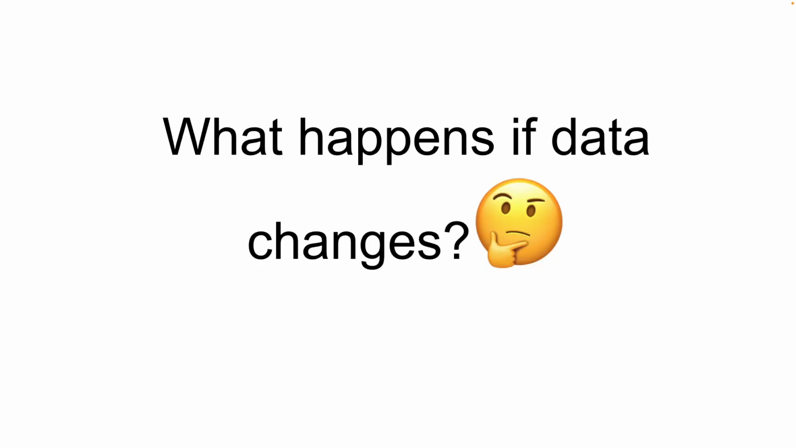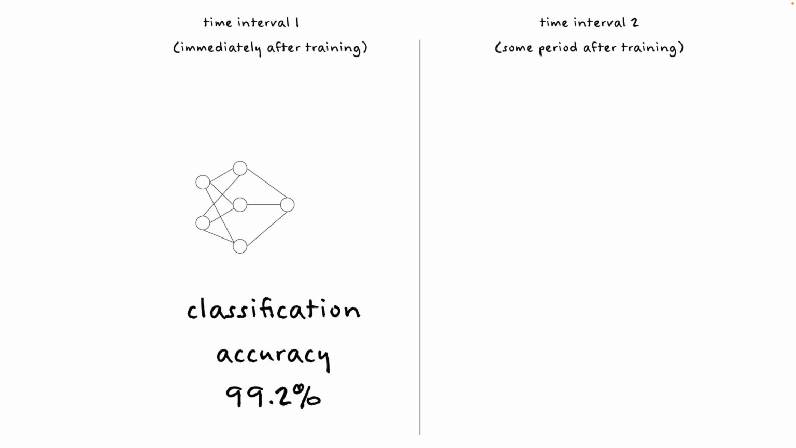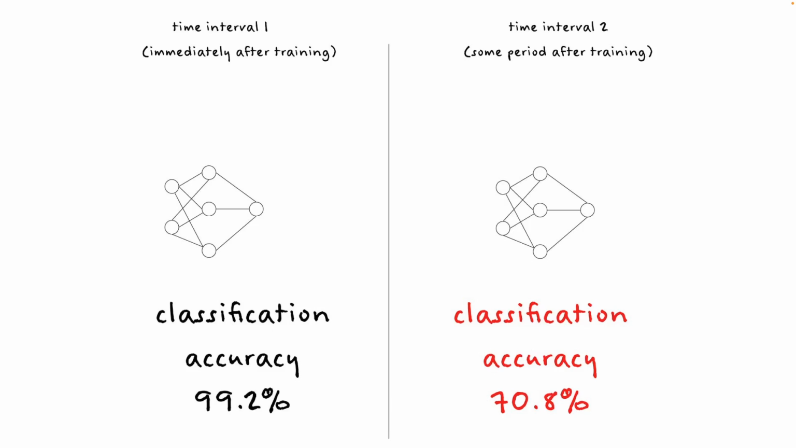What happens if the distribution of our unseen data is different to that of our training data? Well, then we experience model decay. Model decay is the deterioration of a model's performance due to changes in data patterns. So for example, we have a model in time interval 1, which is immediately after training, and the classification accuracy is 99.2%. But then in some period, time interval 2, say 6 months after training has taken place, the accuracy falls to 70.8%. This is defined as model decay.